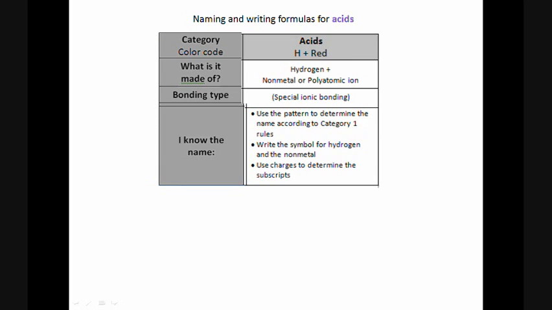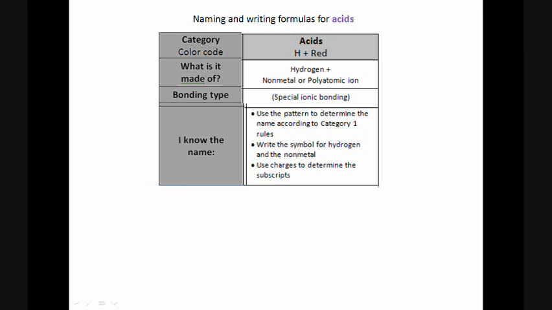We won't always be given an acid's formula. Sometimes we'll know its name. When we have an acid's name, it's even easier to recognize that it's an acid because it says acid. So now all we need are the steps for turning that name into a formula. It's pretty much just like other category 1 compounds.